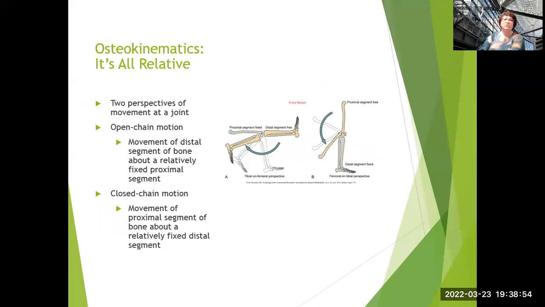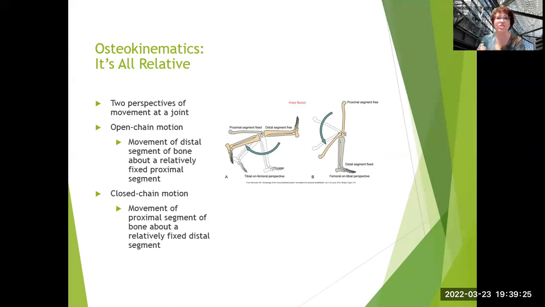So there are always two perspectives of movement at a joint. One of them is referred to as open chain motion, and one of them is referred to as closed chain motion. So the chain that we're talking about is the kinematic chain. So our kinematic chain is what hooks our joints to our body, basically. So an open chain movement is the movement of a distal segment of bone about a relatively fixed proximal segment.